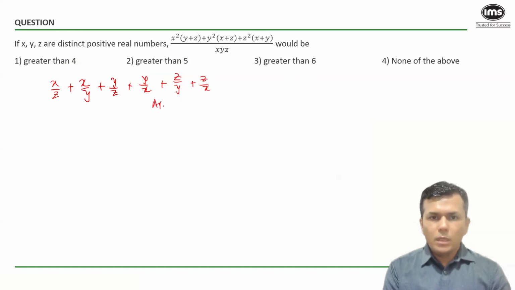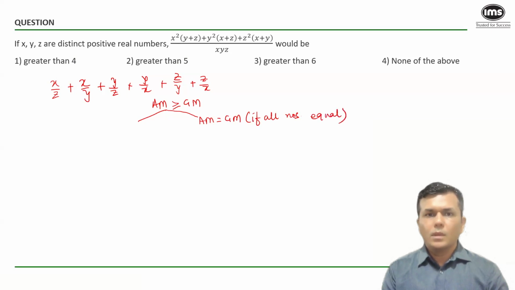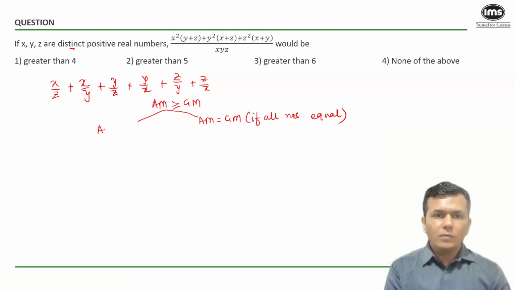Let's look at the property of AM and GM. We know that AM is greater than or equal to GM for any number of positive values, right? Now, when is it equal to GM and when is it greater than GM? AM will be equal to GM in case all numbers are equal. Here we know that they are distinct numbers and therefore their ratios are also distinct, right? So here we strictly have a case of AM greater than GM, right?